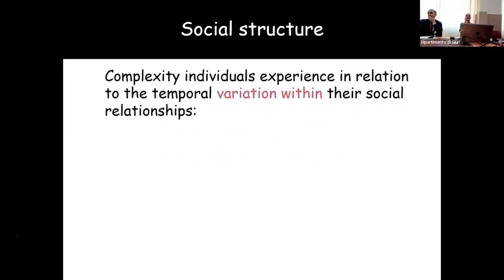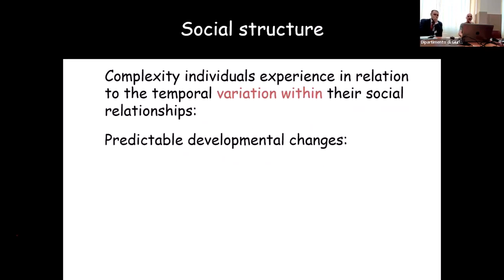So the complexity individuals experience in relation to the temporal variation within the social relationship could be that there are predictable developmental changes. So there are changes that are linked to age. And so the young individuals slowly change their type of interaction with older individuals in the group, and that in a way changes the relationship with them. It is a variation that is actually following a rather predictable path. Like imagine the mother-infant relationship. Clearly there's a development over years, but it's rather predictable the way it will go.